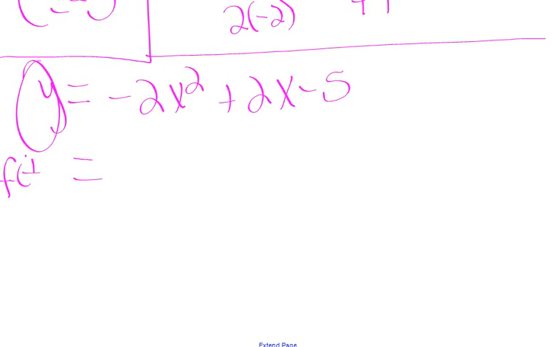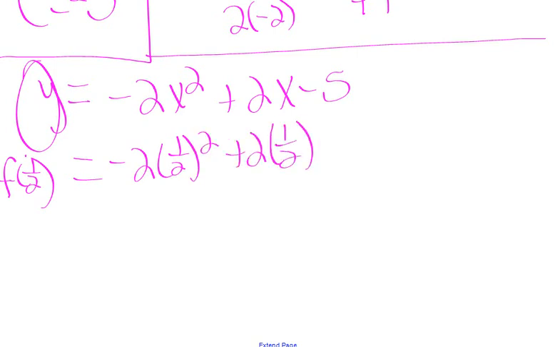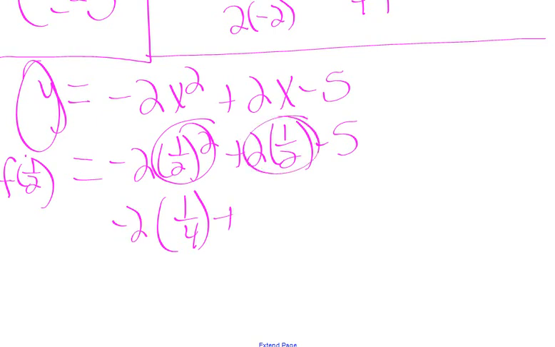F of 1/2 equals -2 times 1/2 squared plus 2 times 1/2 minus 5. Well, 1/2 squared is just 1/2 times 1/2, that's 1/4. And we're still going to multiply that by a -2. And then 1/2 of 2 is just 1, minus 5.